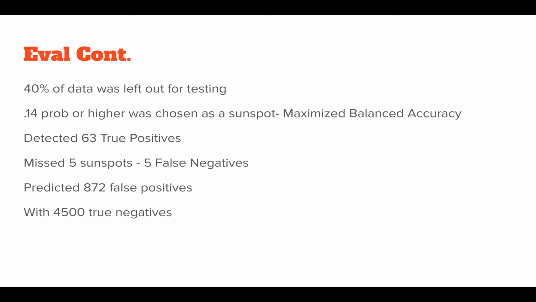It detected 63 true positives. There's only 68 sunspots in the testing data, and it detected 63 of them. It missed 5 of them, 5 false negatives, and it predicted 872 false positives. So the 872 extra little anchor boxes that it said, yes, this is a sunspot, even though it wasn't. But there were still 4,500 background class anchor boxes that it predicted correctly, the true negatives. So it's a pretty good ratio there.